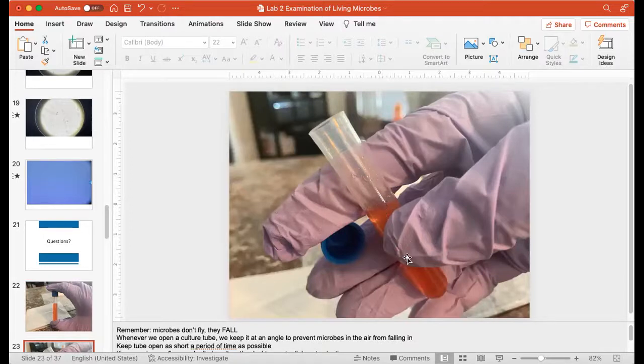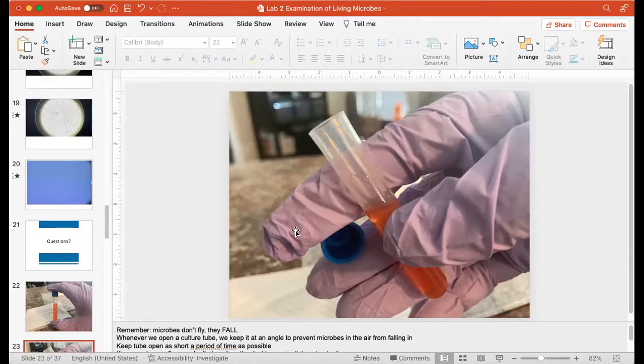Anytime you have liquid broth where you're growing microbes, when you open up the tube, you're going to want to hold the tube at an angle. Remember, microbes fall out of the air. They don't jump up off of surfaces, but they fall in air currents. So by keeping the tube at an angle, I'm making it less likely that something that is falling down will land in my tube.